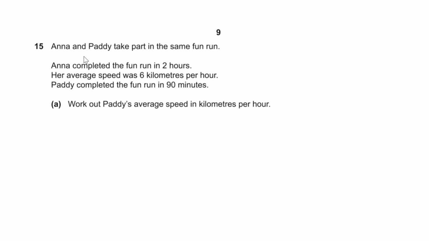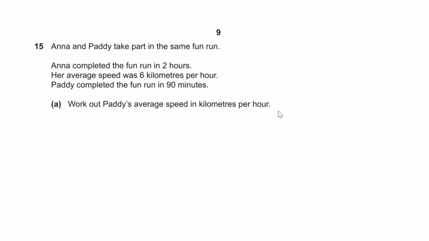Question number 15. Anna and Paddy take part in the same fun run. Anna completed the fun run in 2 hours. Her average speed was 6 kilometers per hour. Paddy completed the fun run in 90 minutes. We have to work out Paddy's average speed in kilometers per hour.